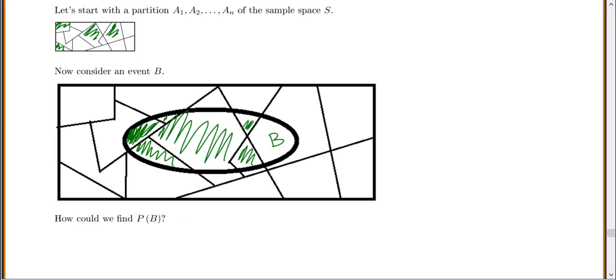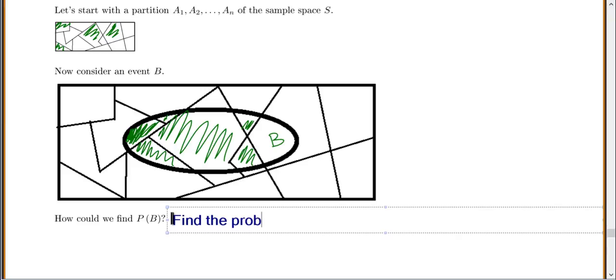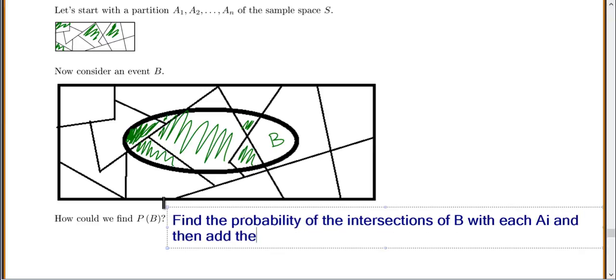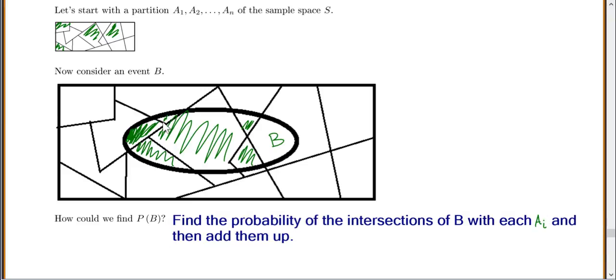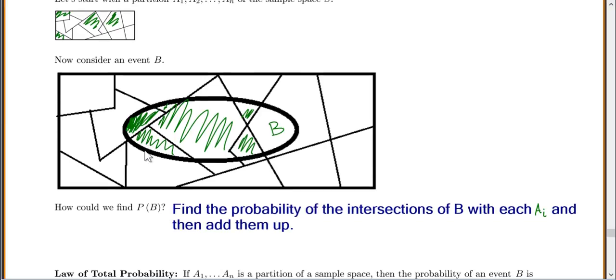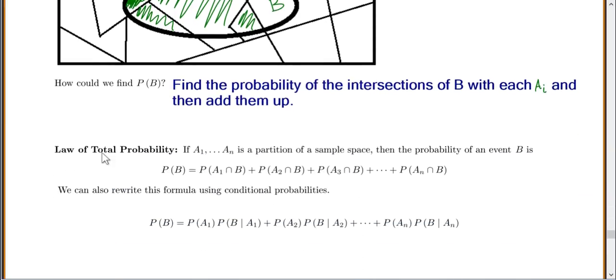So how can we find the probability of B? We could find the probability of the intersections of B with each Ai, and then add them up. So again, you find the probability of each of these little pieces, which is really B intersected with that A piece that's behind it.